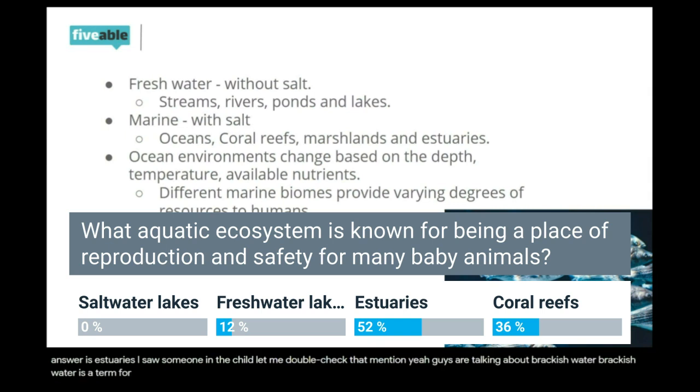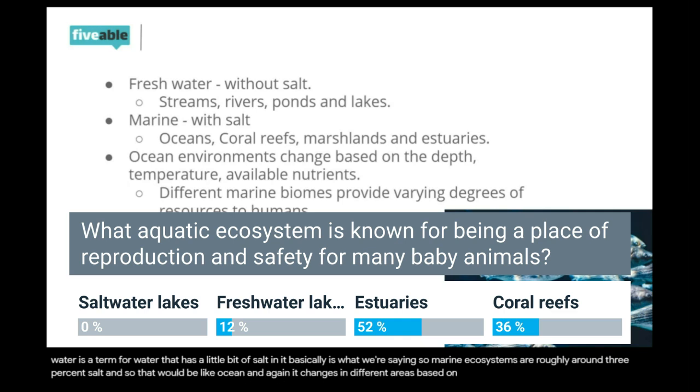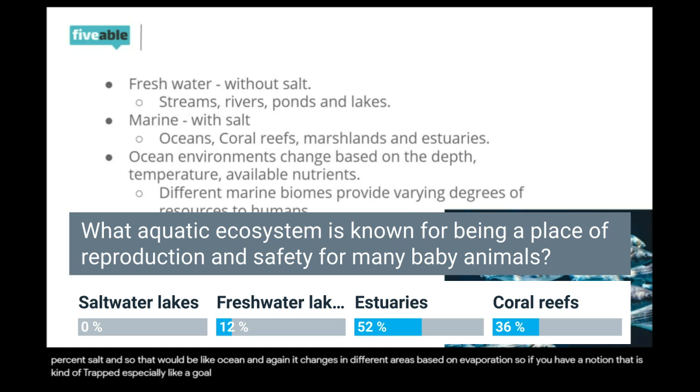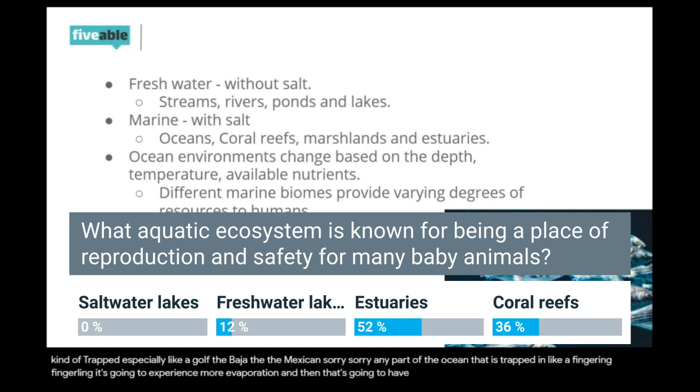Brackish water is a term for water that has a little bit of salt in it. Marine ecosystems are roughly around 3% salt, like the ocean, and it changes in different areas based on evaporation. Any part of the ocean that is trapped, like a Gulf, such as the Baja, is going to experience more evaporation, and that's going to have greater amounts of salt. But in general, it is about 3%.